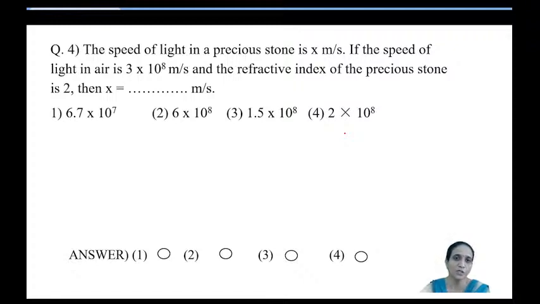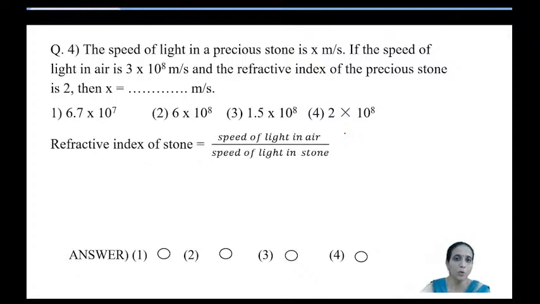The first option that is given to you is 6.7 into 10 raised to 7. Second option 6 into 10 raised to 8. Third option 1.5 into 10 raised to 8, and fourth option is 2 into 10 raised to 8. So we'll use the formula and solve this.